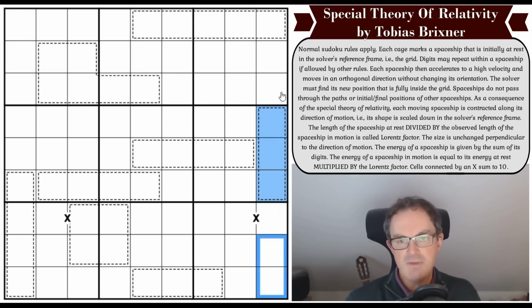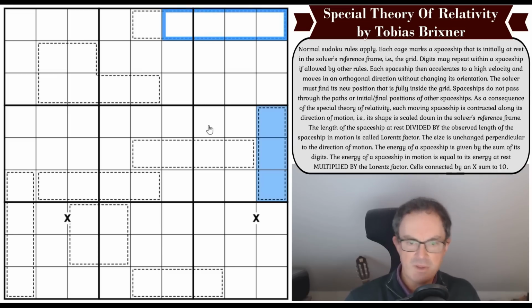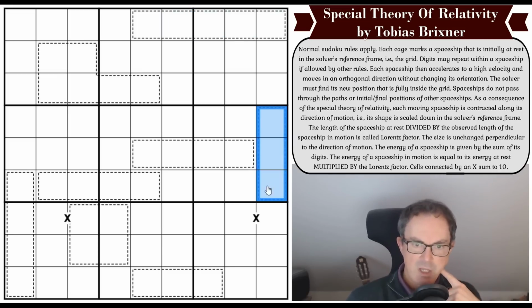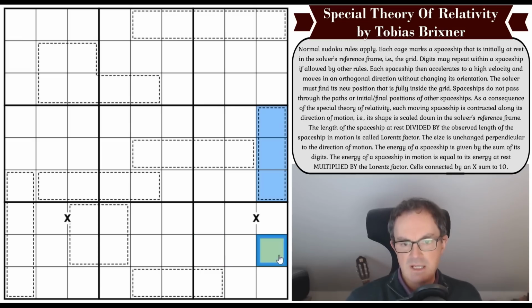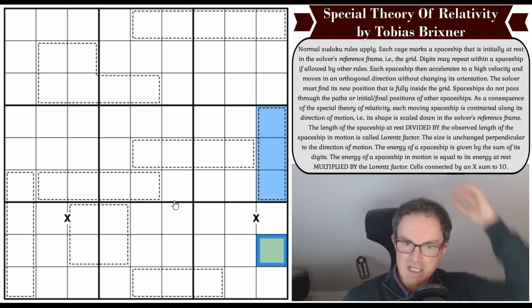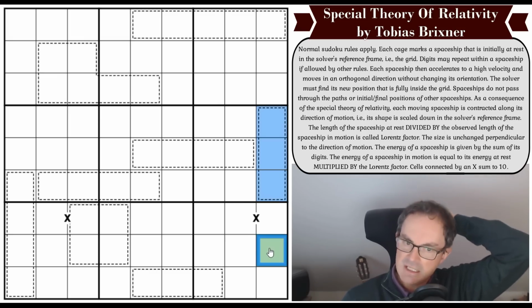Although actually there aren't that many opportunities for where it could go. It could go there, there, or there, because it's not allowed to overlap with other spaceships. But it can't go to a single cell, because if it does, the Lorentz factor would be 3. Let me just double check I've understood that. The length of a spaceship at rest, 3, 1. Yeah, so it's 3. So this one has to have 3 times the energy of that one. And the minimum those digits could be would be 1, 2, and 3, which add up to 6. So this would have to have at least energy of 18, and I can't write 18 into a square.